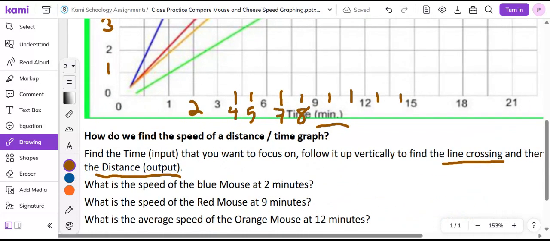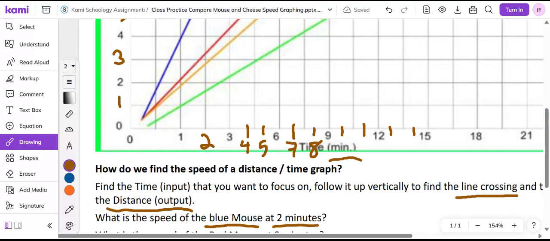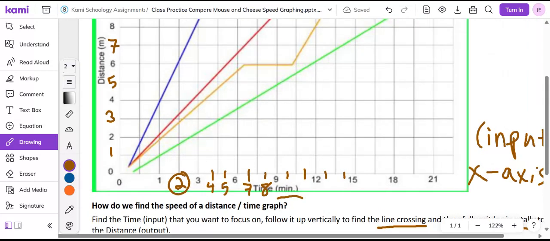What is the speed of the blue mouse at 2 minutes? All right, so 2 minutes, there we go. There's minutes, there's 2. And we're going to follow it up until we hit the blue line. There's the blue mouse, and then we're going to follow it out. So the time is 2 minutes going into the situation. What is the distance traveled?